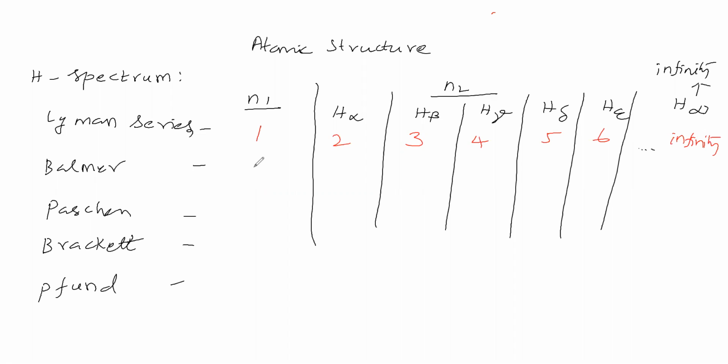Then for Balmer, n1 is fixed, that is 2. For Paschen, n1 is fixed, that is 3. For Brackett, n1 is fixed, that is 4. For Pfund, n1 is fixed, that is 5. Now you add 1 to this one and you will get this value. Add 1, add 1, add 1, add 1, and infinity. Like this we have to follow for the rest also.